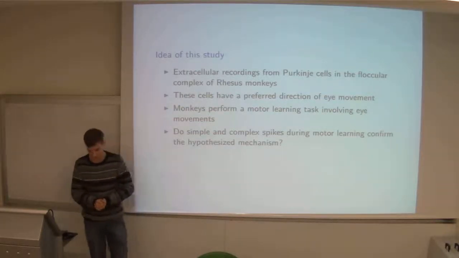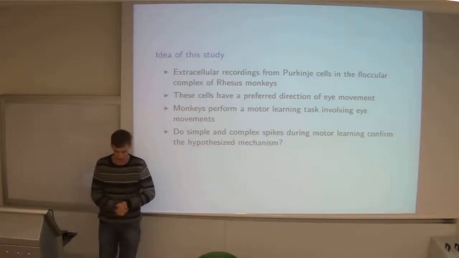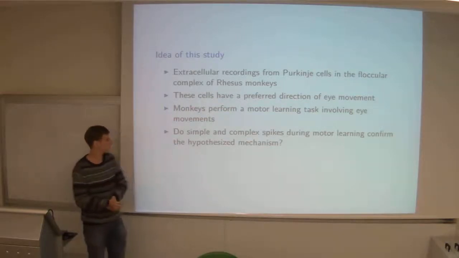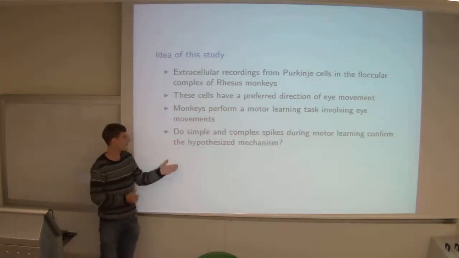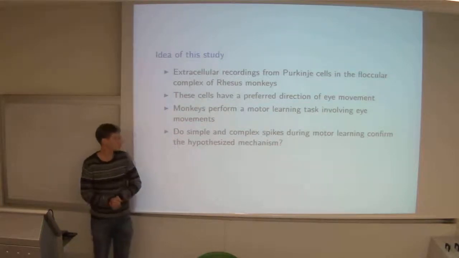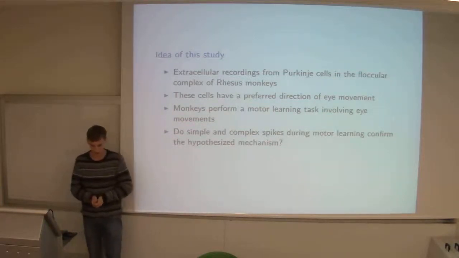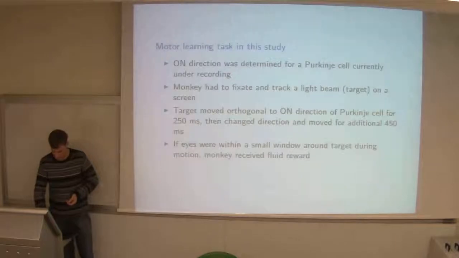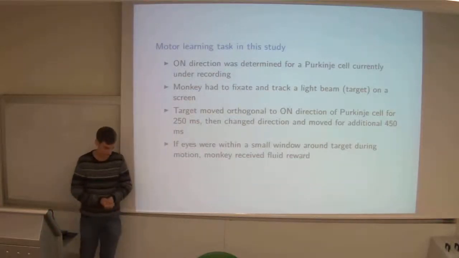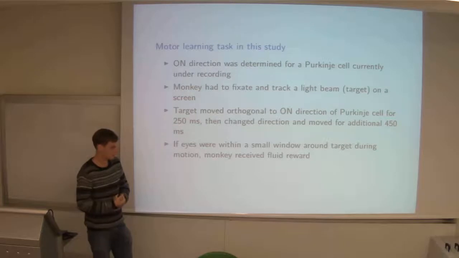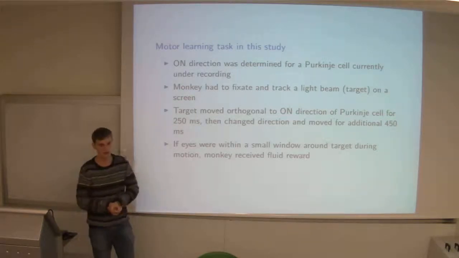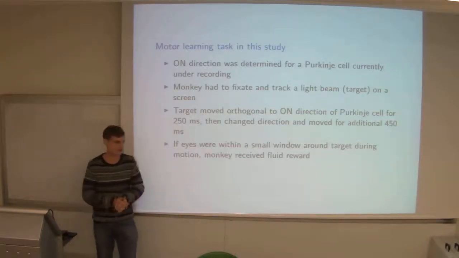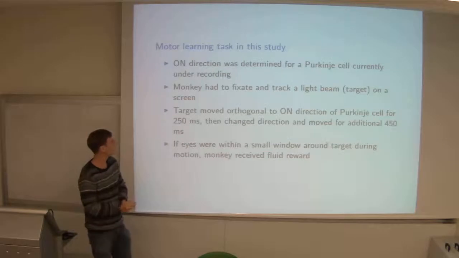So the idea is to record from these cells and make the monkeys perform a motor learning task involving eye movements. Then the question is whether complex spikes and simple spikes in these Purkinje cells reflect the motor learning in the eye movement task. How do they do it specifically? First they find a Purkinje cell in the floccular complex and determine its on direction. The monkey has to look in all different directions, and they measure the firing rate of the Purkinje cell.